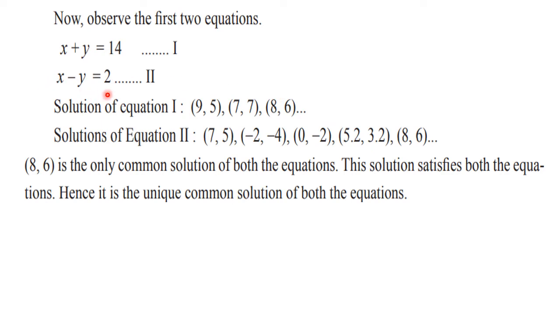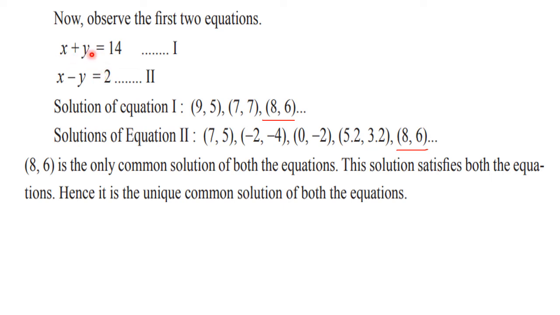And for the second equation also we can write down many solutions like (7, 5), (-2, -4), (0, -2), (5.2, 3.2). And we can write down (8, 6) also. So if we write all these solutions like this, then what we find is there will be one common solution to both. That means some common value is going to satisfy both the equations. So here we have (8, 6), which is the only common solution. These values satisfy both the equations.